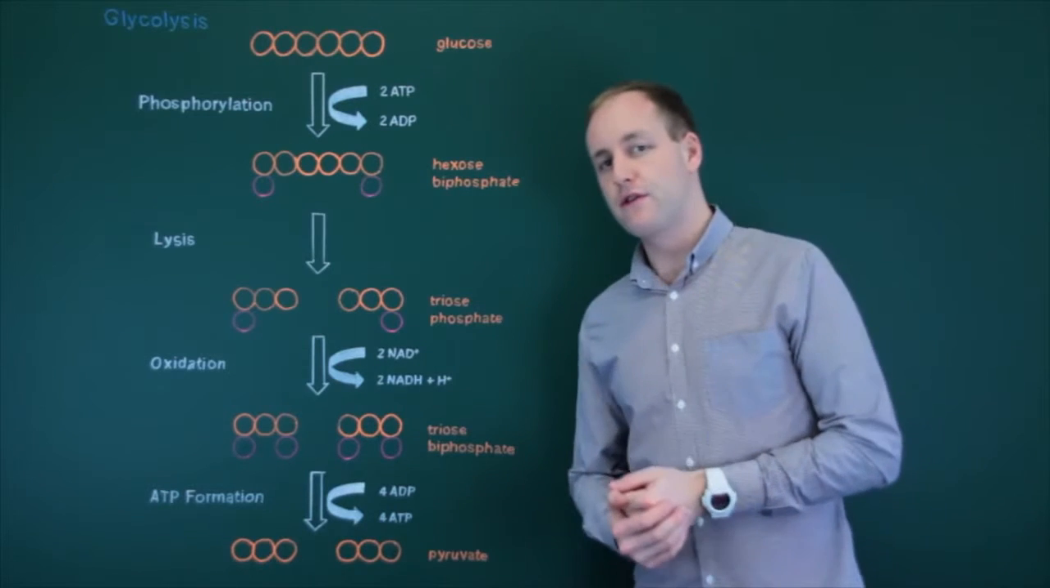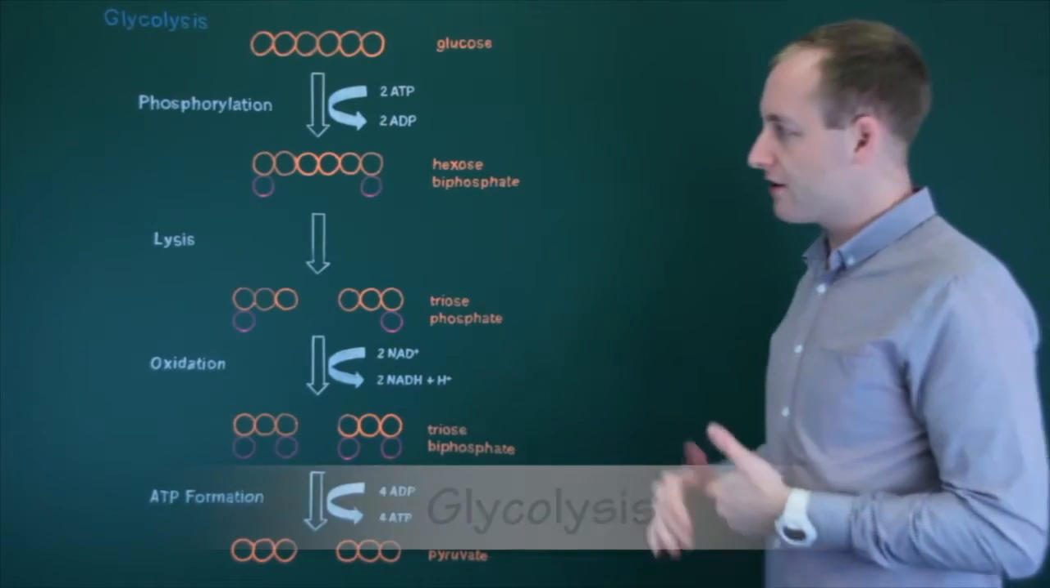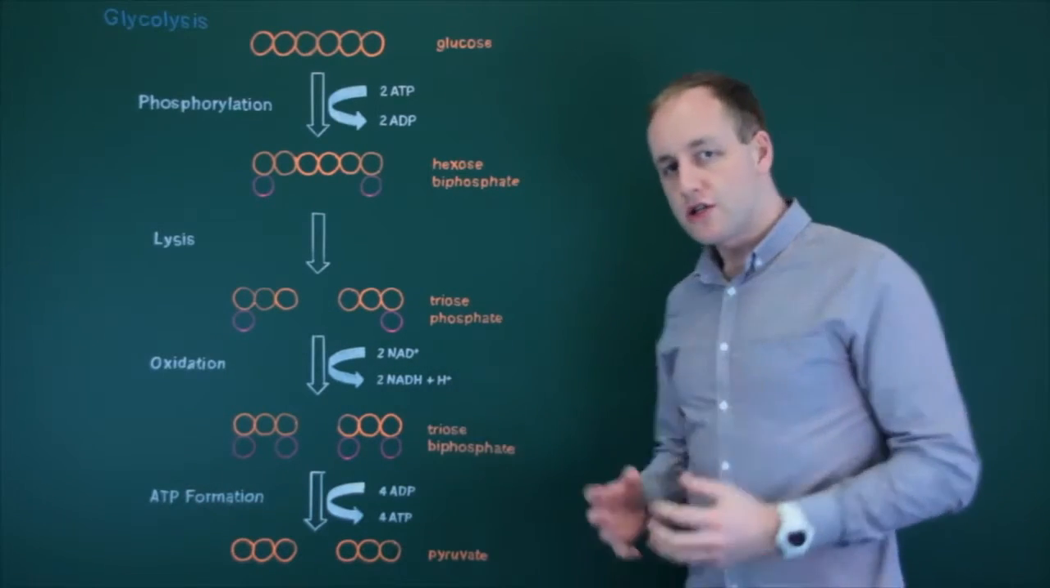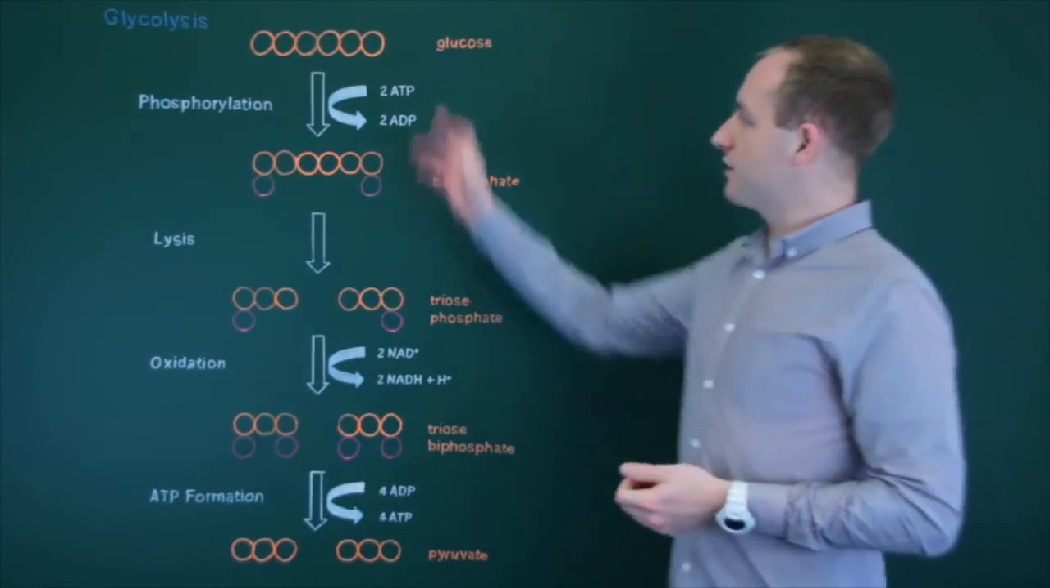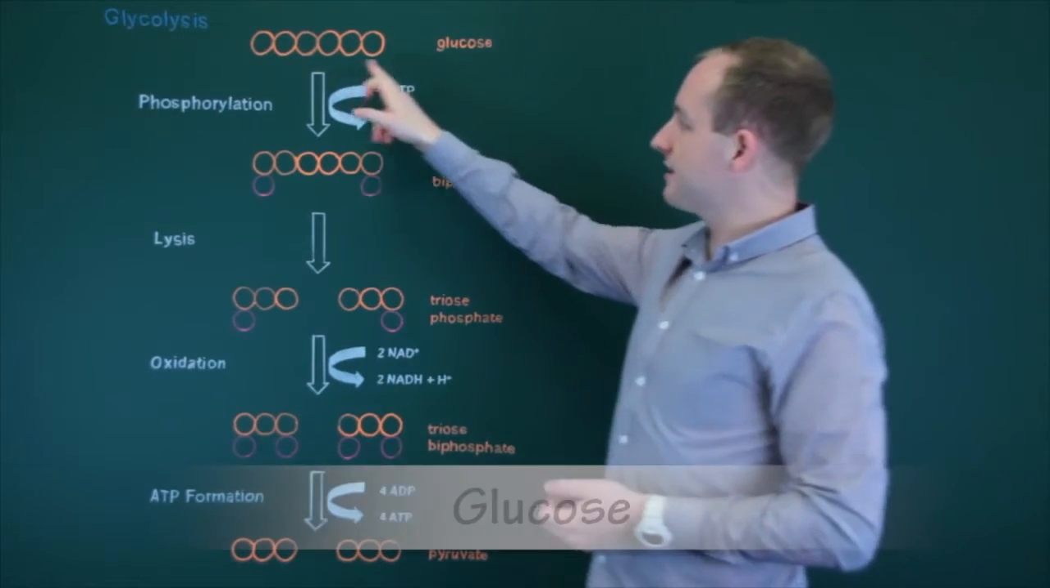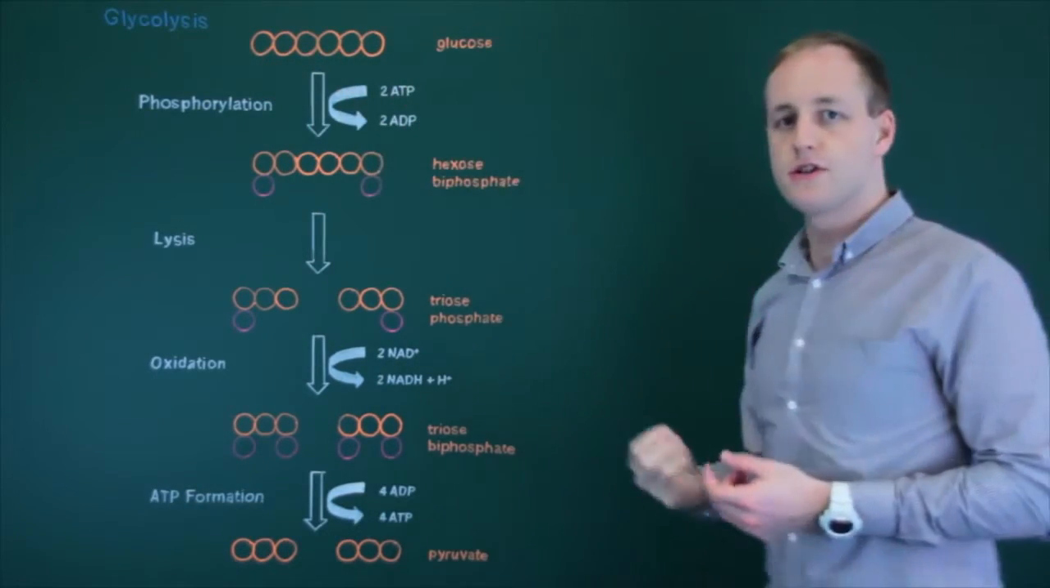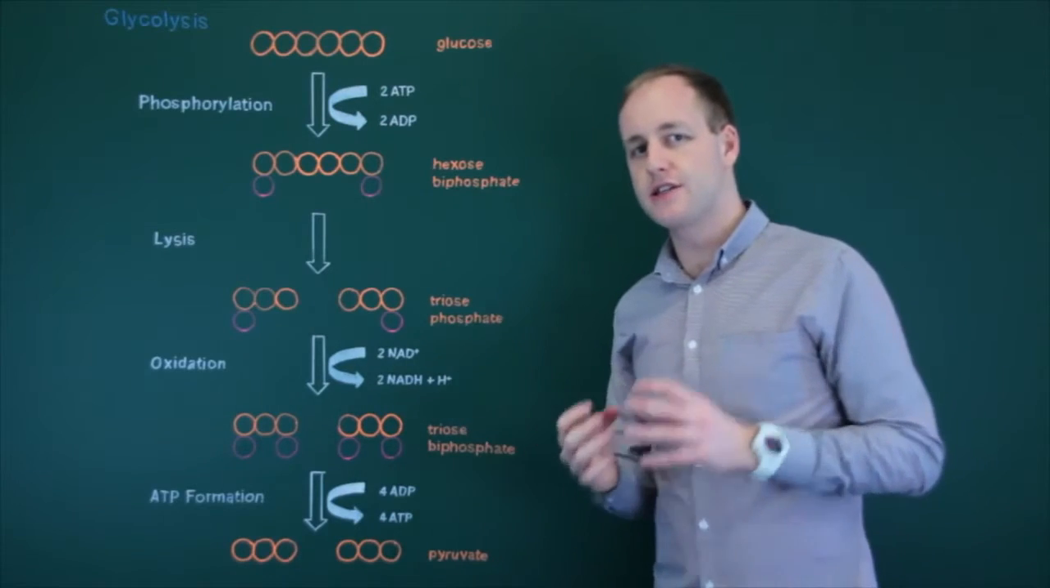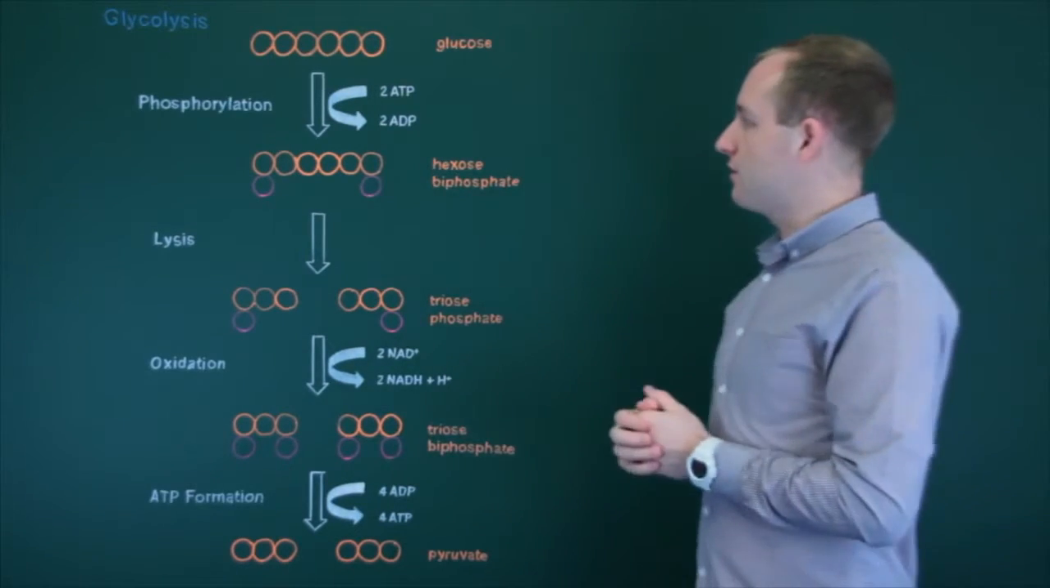Today I'm going to talk you through the process of glycolysis and all of the steps involved. So to start off, we have a glucose molecule here represented by these 6 orange circles, meaning each circle actually stands for a carbon molecule.